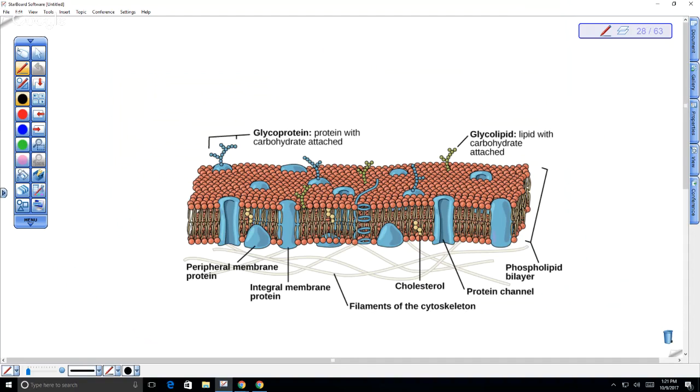You'll also notice that there are proteins embedded. These can float around and move around inside the membrane. And then there's also cholesterol. Cholesterol plays an interesting function in the membrane. The cholesterol helps to keep the membrane fluid under cold temperatures. As the temperatures decrease, our membrane becomes less fluid, and so the cholesterol is really important.